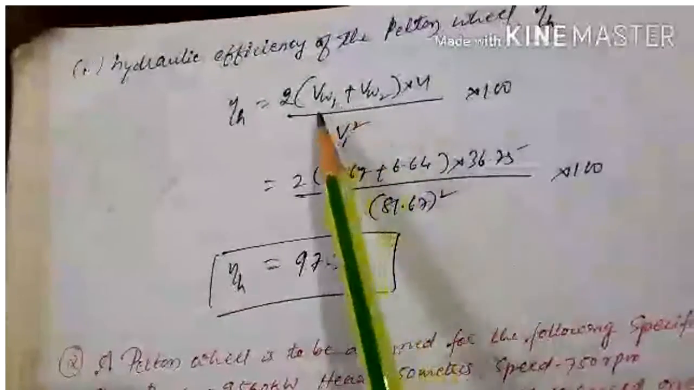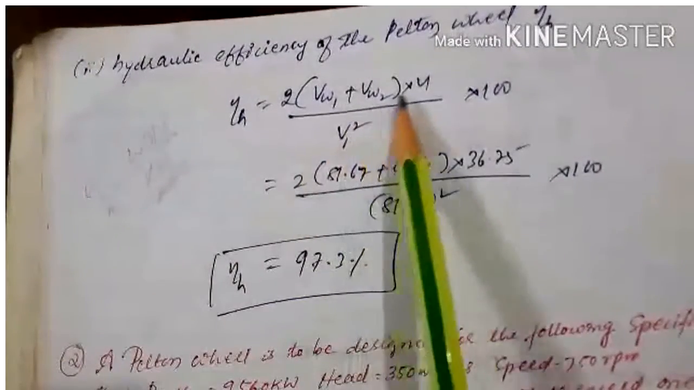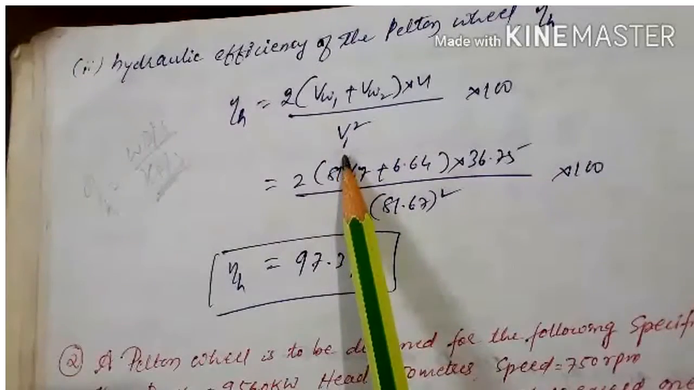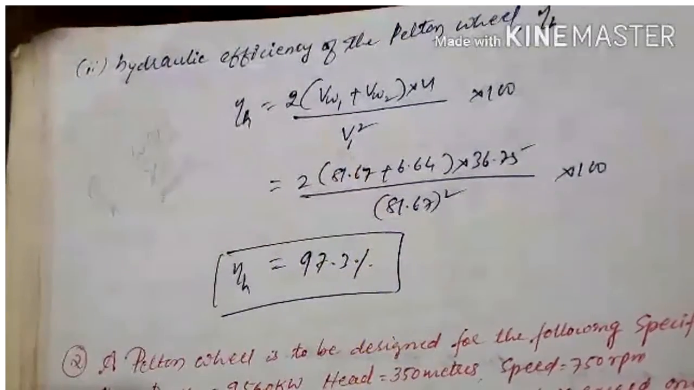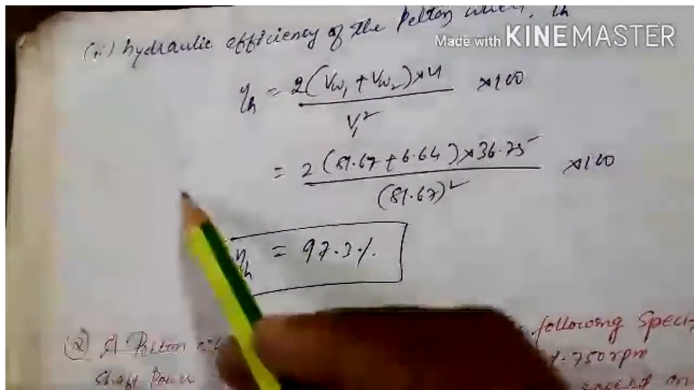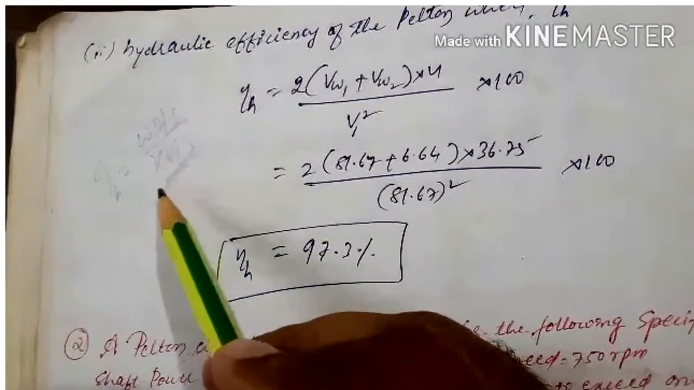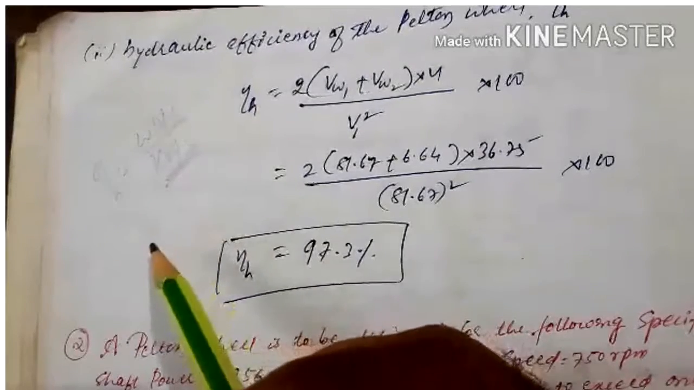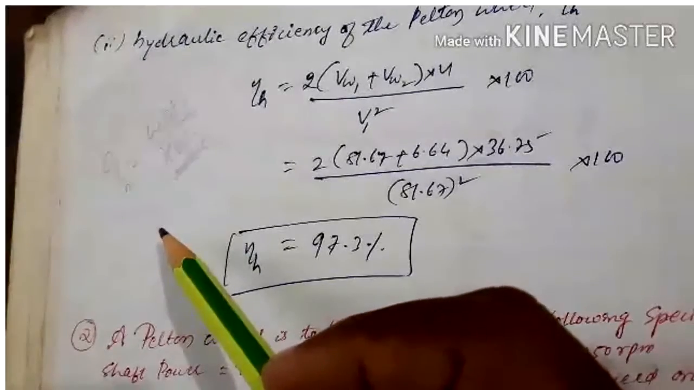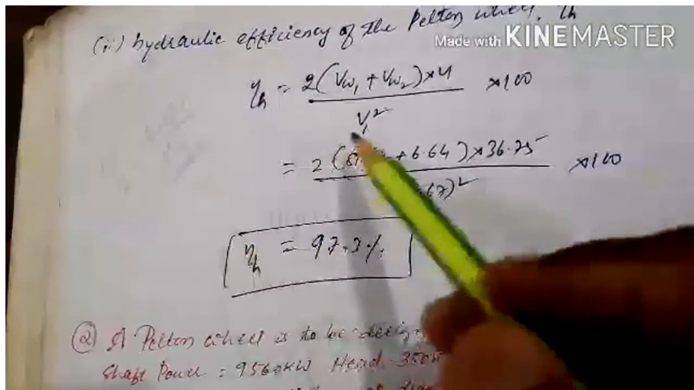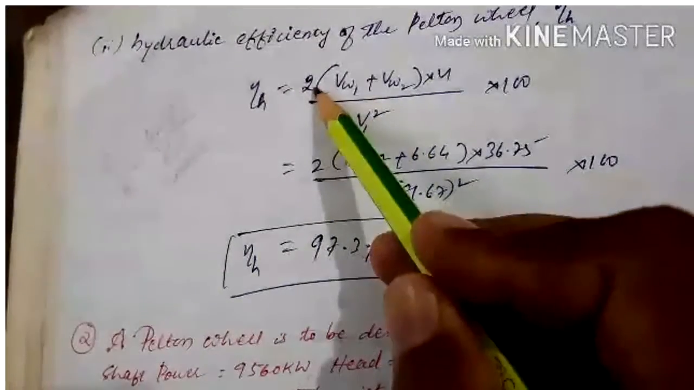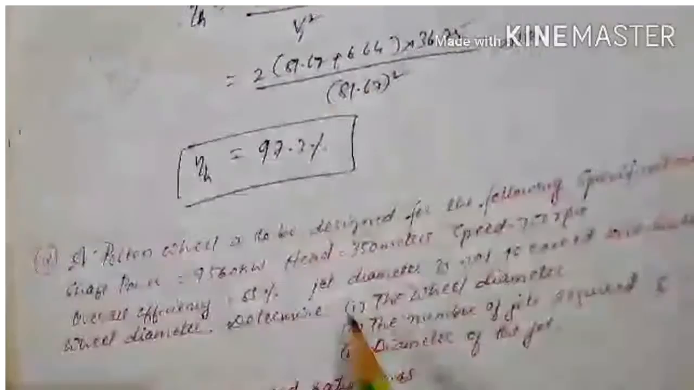So remember this formula: 2 times VW1 plus VW2 into U divided by V1 square. So why V1 square? Because kinetic energy per second will be half m v square. That is, we get kinetic energy per unit weight of water. Then when you substitute that one, we get V1 square by 2. Then the 2 goes in the numerator. Then we get this equation.